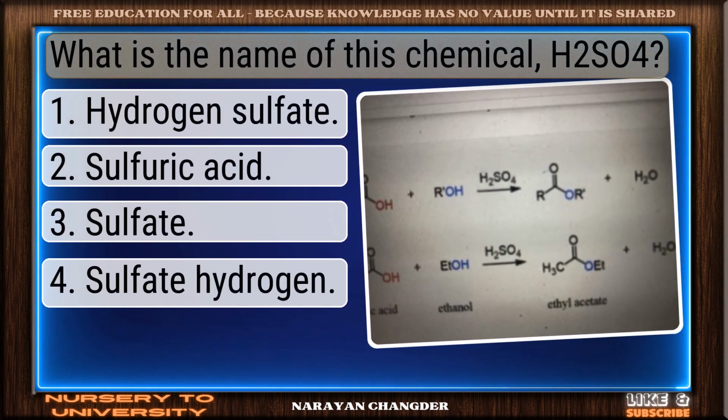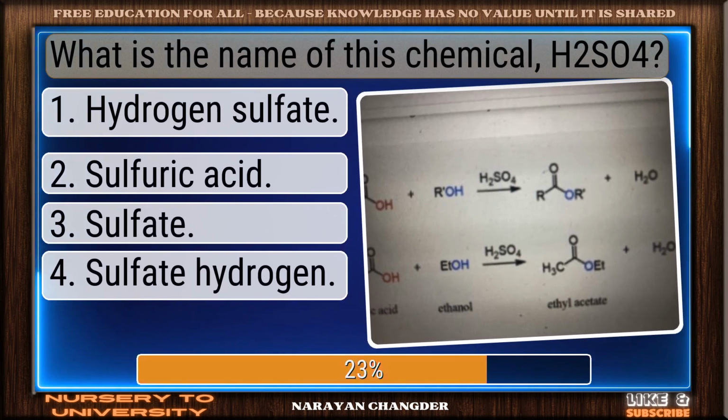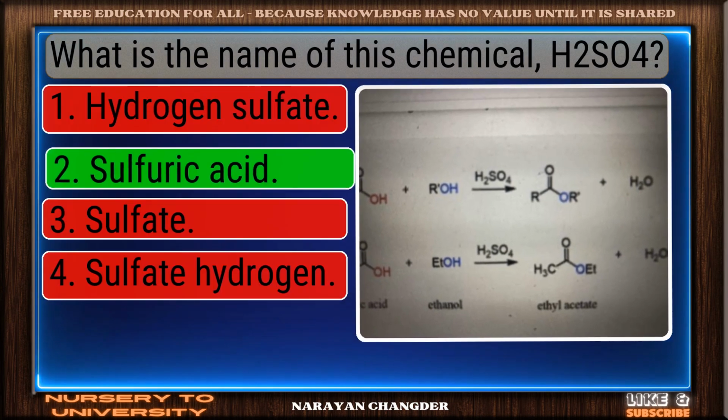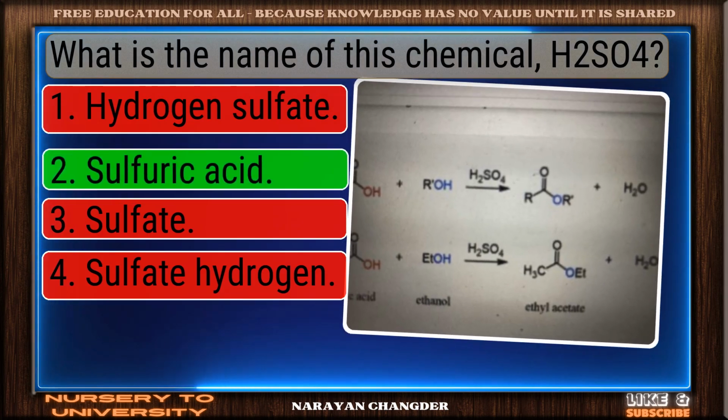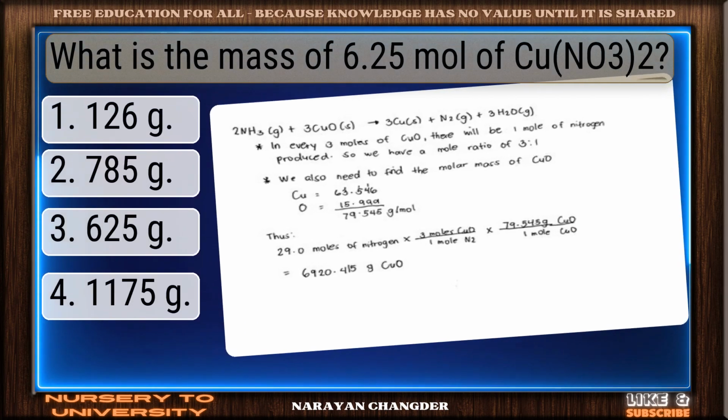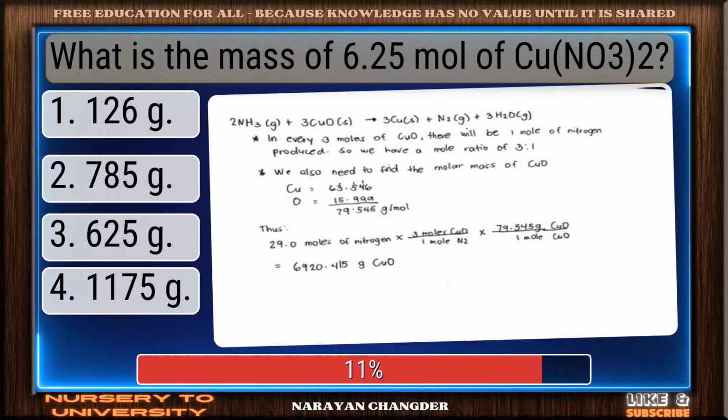What is the name of this chemical? H2SO4. Right again. Sulfuric acid is a valid answer. What is the mass of 6.25 mol of H2?